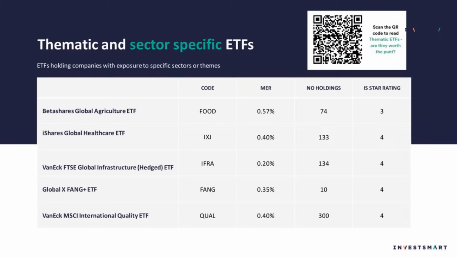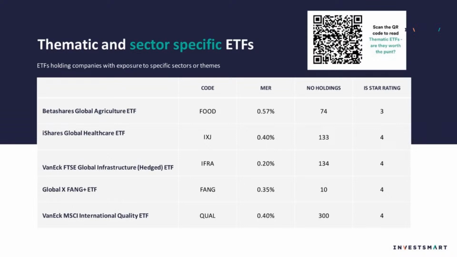So I've just grabbed a few here, for example, the Beta Shares Global Agriculture ETF. Food is the stock code there. That looks to invest in agriculture businesses and food businesses around the world. The iShares Global Healthcare. So if you think healthcare is a positive long-term thematic you want to invest in, then that's an approach you can take.